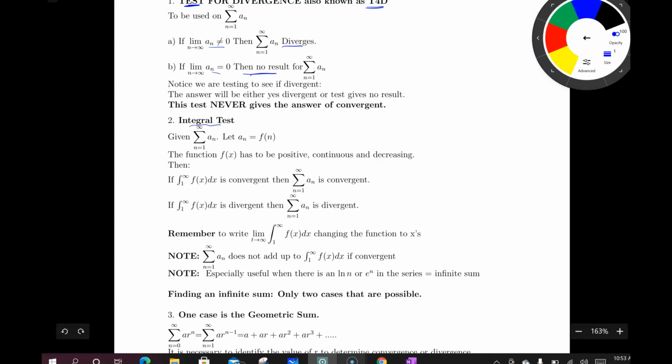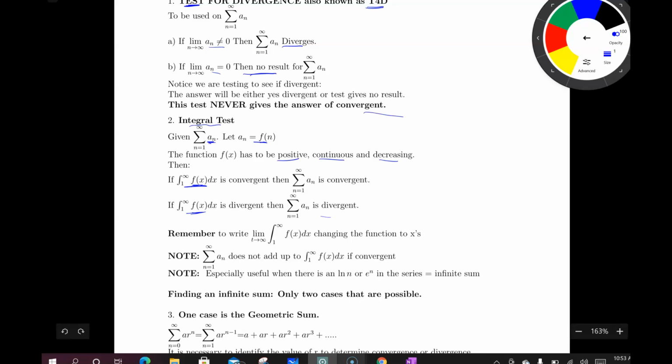Integral test. The integral test is we make a function out of the nth term and we change it to x's, and as long as that function is positive, continuous, and decreasing, then if that integral of the function converges, the sum converges. If the integral of that function diverges, then the sum diverges.